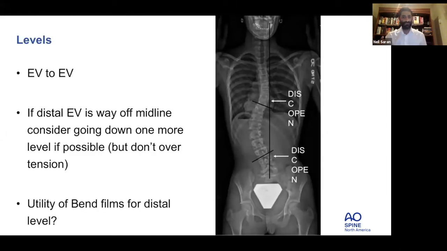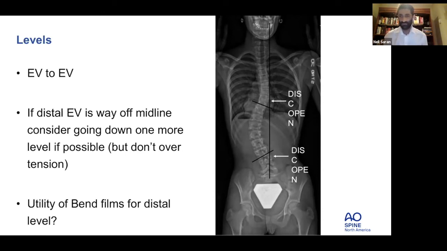In terms of my levels, it's end vertebra to end vertebra. At the upper end, if this disc is parallel, I'll probably leave this one alone. But if this disc is open on the convex side, then I'm definitely going to catch it. So it's end vertebra to end vertebra. And then the question is, what if that end vertebra is way off the midline? And I wish I had a number like we do in posterior fusions to say, you know what, if it's over 3 centimeters off the centroid, then really you should be thinking about going to L4.